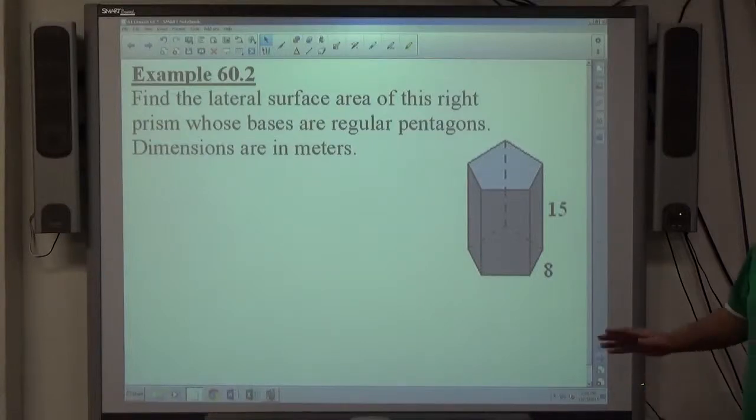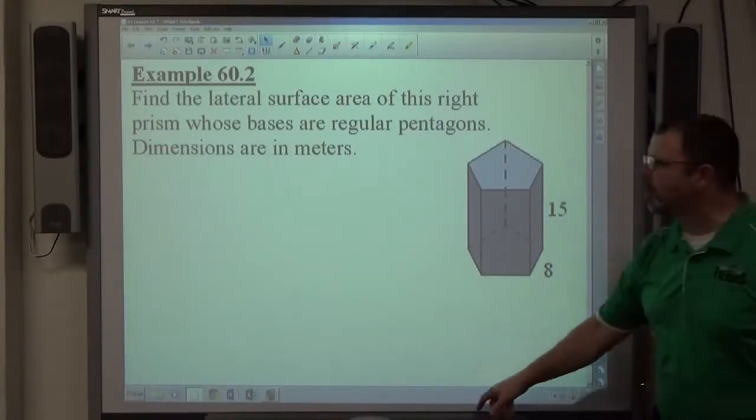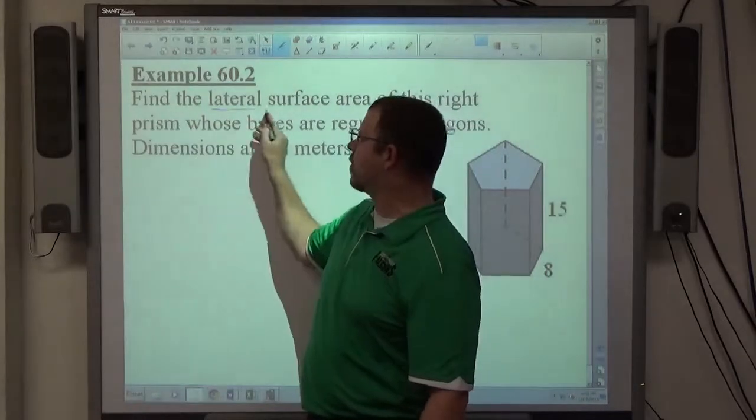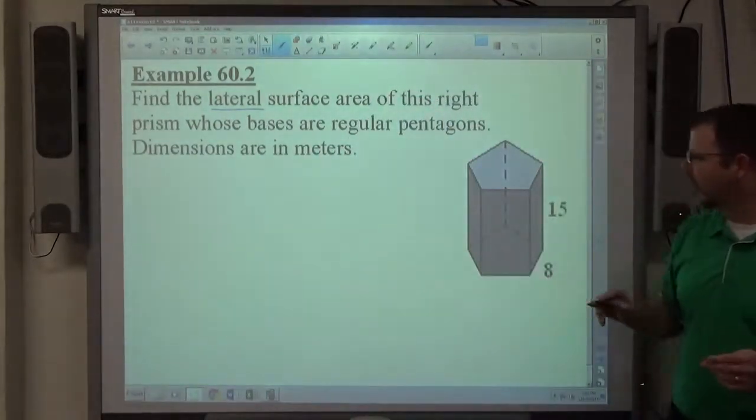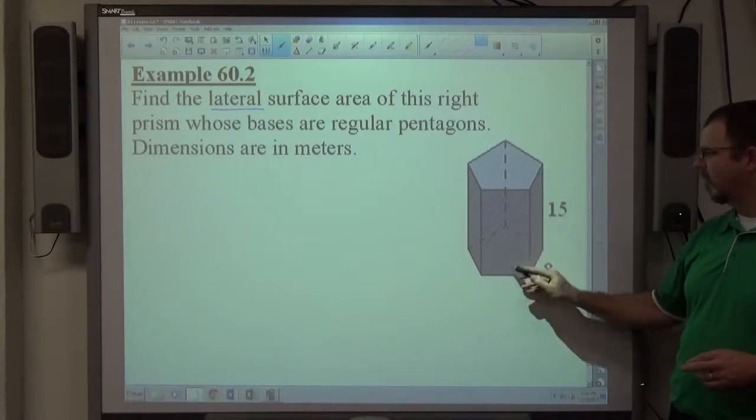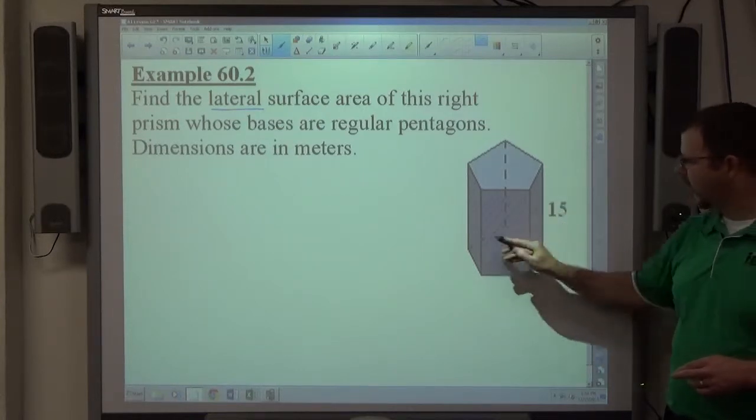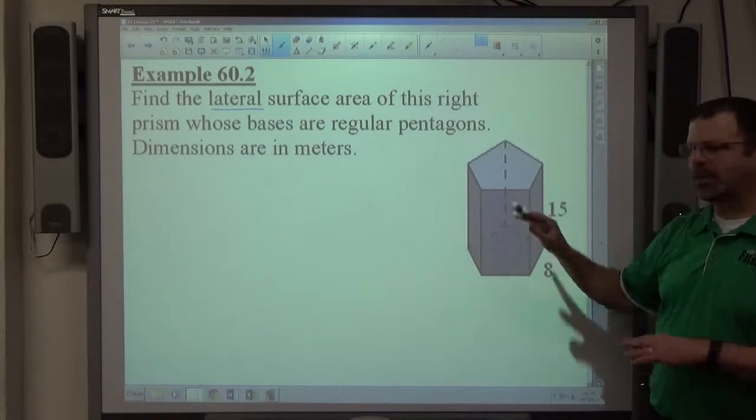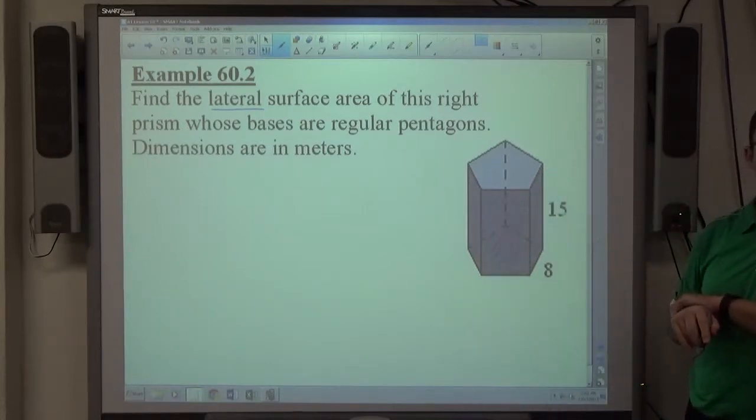Okay. Find the lateral surface area of this right prism. So just a moment ago we got done saying lateral was the sides, right? So lateral surface area, what they want to know is what's the area of the 5 faces here. So this one, and this one, and this one over here, and the 2 in the back. That's what they're asking for. How much the area of these sides.